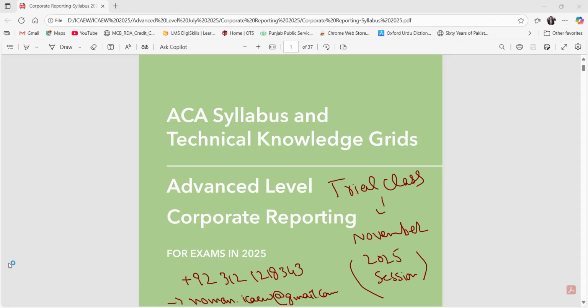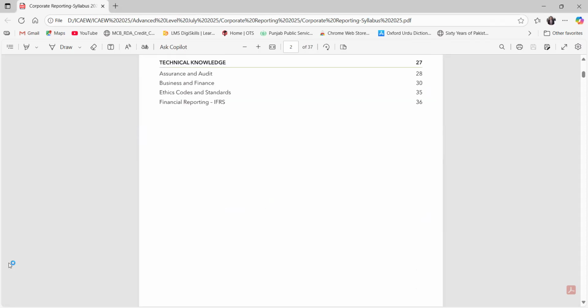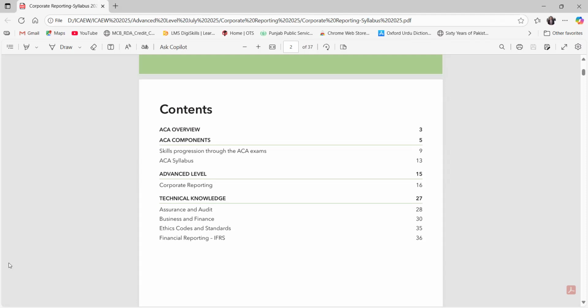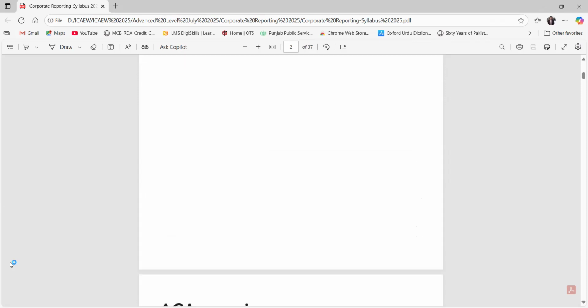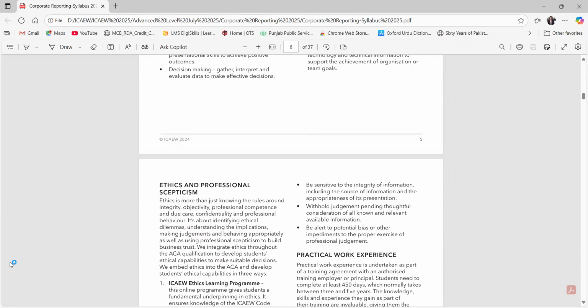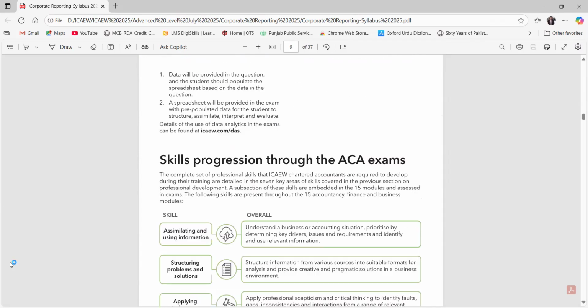So let's start. These are the contents of our corporate reporting exam, basically. We have different subjects: assurance, audit, reporting, and ethics, basically. What is the proportion of each component? Now let's have a look. These are some areas.